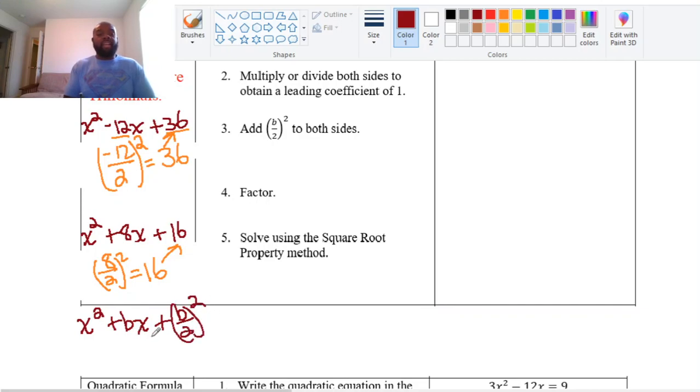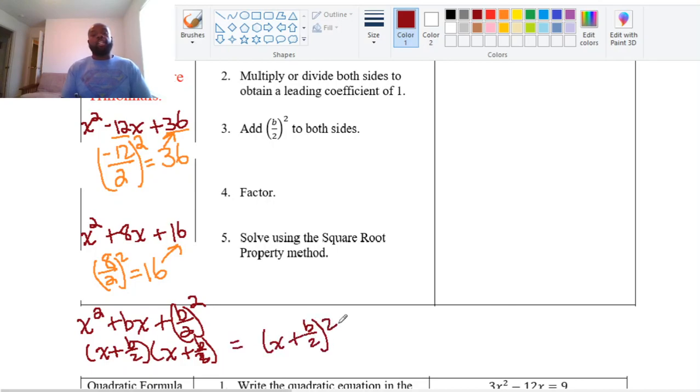This is what makes a quadratic polynomial with a leading coefficient of 1 a perfect square trinomial. And so we can use this in order to help us factor. These always factor into x plus b over 2 times x plus b over 2, or you can say x plus b over 2 quantity squared, right?